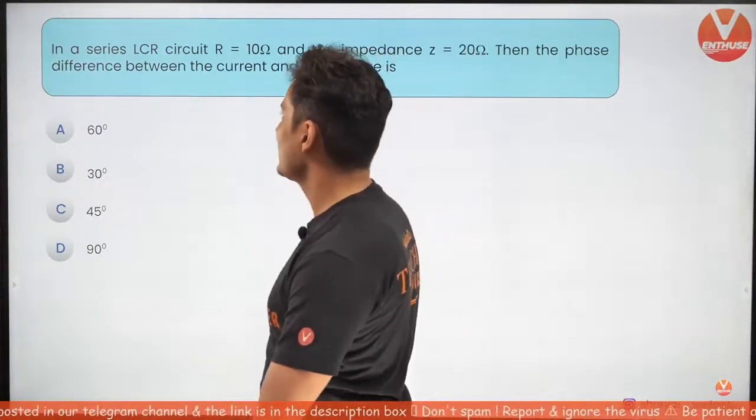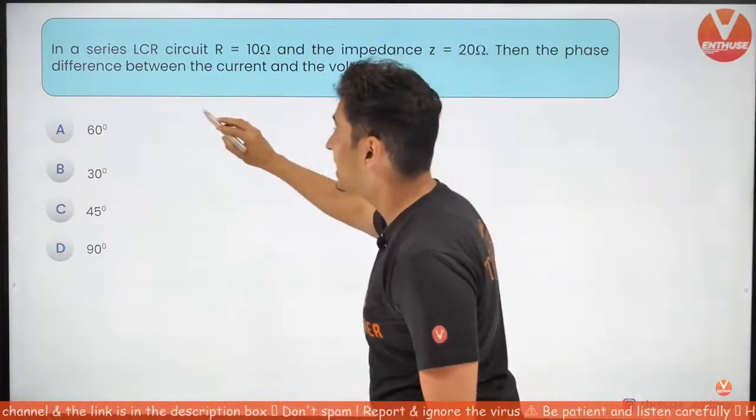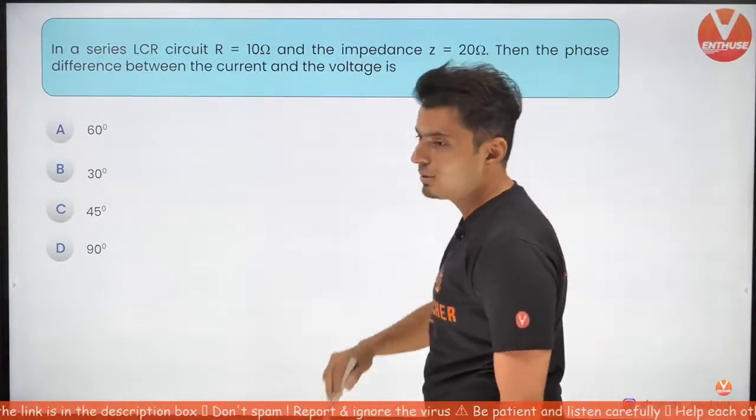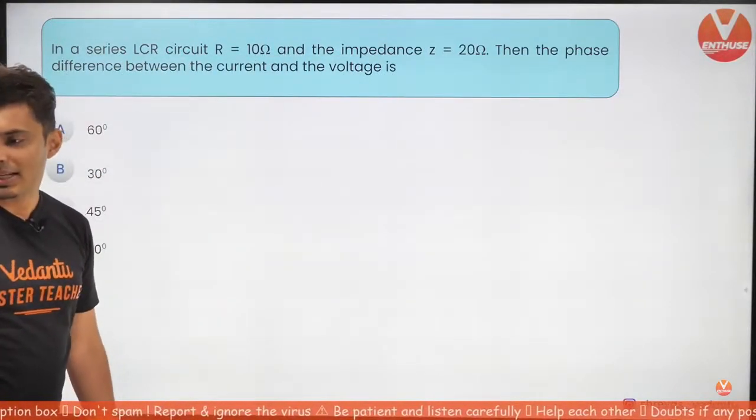In a series LCR circuit, R is this much, impedance is this much, then the phase difference between the current and the voltage is how much? Let's see how to do it.